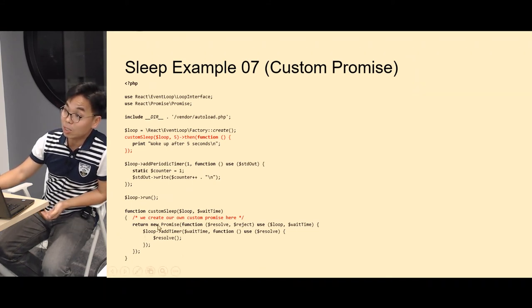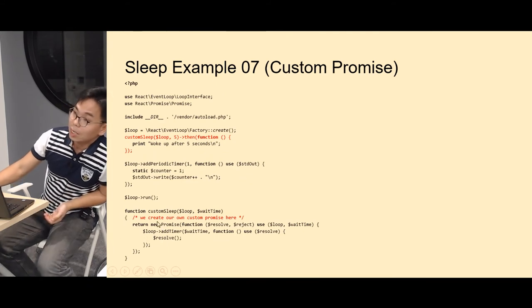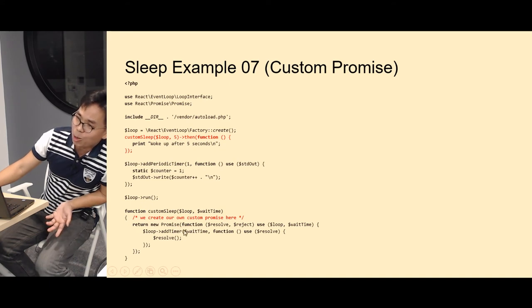the bottom, custom sleep, right? What I do is that I create a new promise object, and this is how you create a promise object. If I take time to explain it, it'll take a long time. You can go and study the code. What it does is that inside this promise, first of all, I return someone who called custom sleep a promise. I say, okay, I promise you, I will do this for you, right? Then this function is what I actually do.